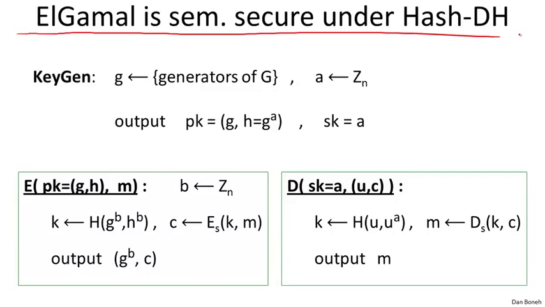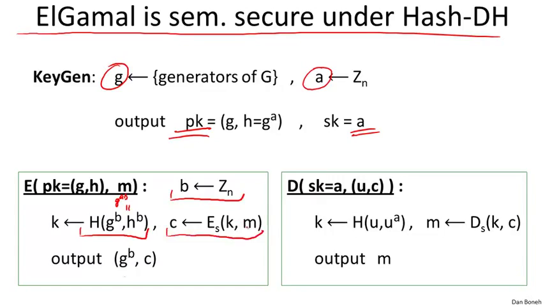So let me quickly remind you how the ElGamal system works. Well, we're going to choose a random generator g. We're going to choose a random a in Z_n. The public key is going to be g and g^a. The secret key is simply going to be a. And now here I wrote shorthand for the ElGamal encryption. Basically, to encrypt, we choose a random b. We hash g^b and h^b. Remember, this h^b is the value g^(ab). This is the Diffie-Hellman secret. The hash function gave us a symmetric encryption key k. We encrypt the message with k, and we output g^b and the symmetric ciphertext. To decrypt, we hash the value u and the Diffie-Hellman secret u^a to derive the symmetric key, we decrypt the ciphertext, and then we output the plaintext message m.